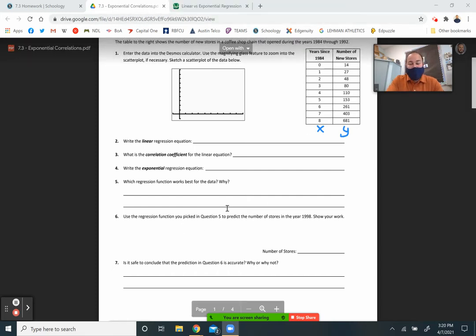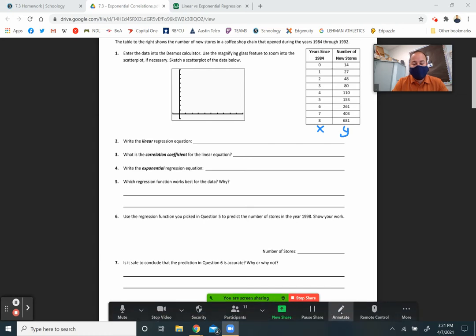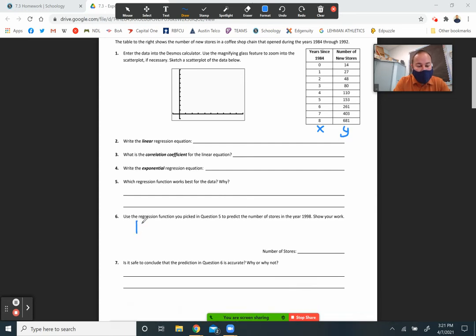I want to use the exponential equation, but I've got to plug in something, and the time is x. The years is x, so I've got to plug in for x. But I'm not going to plug in 1998. Why am I not going to plug in 1998? Because x doesn't stand for the actual year number. It stands for the years since 1984. So how many years have passed? You might want to write this down on your paper. I need to figure out how many years have passed.